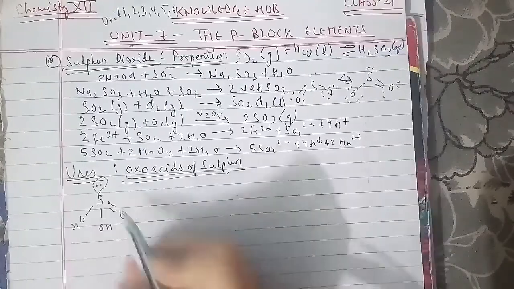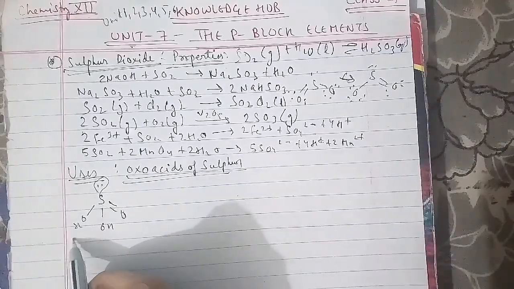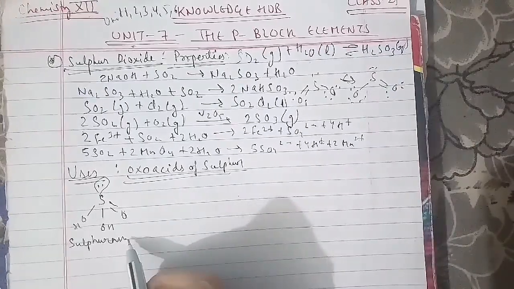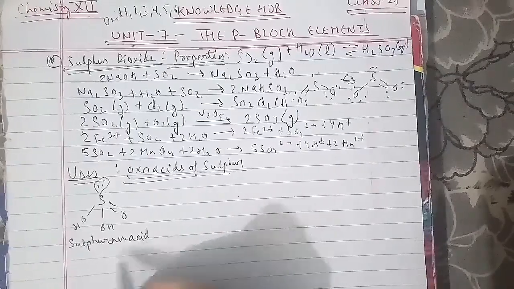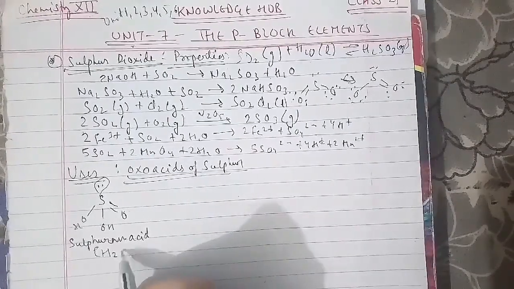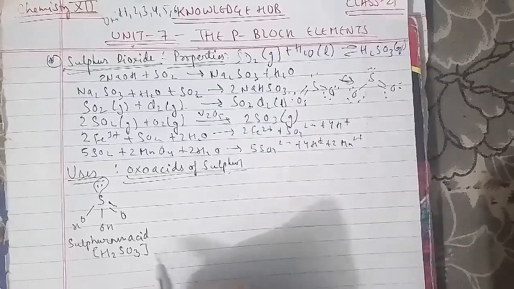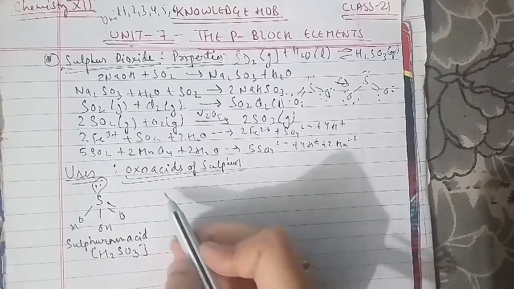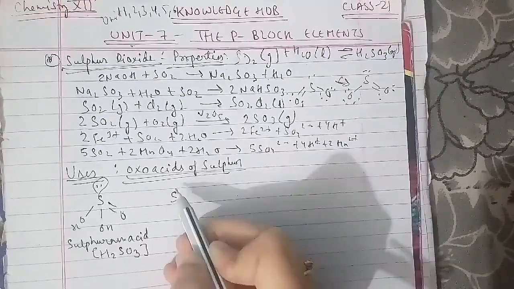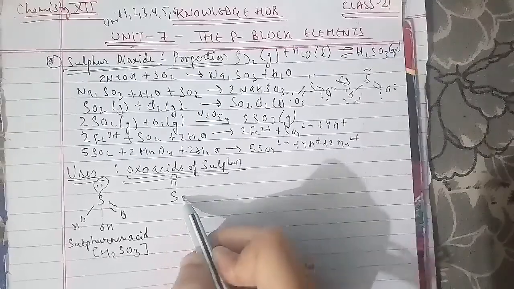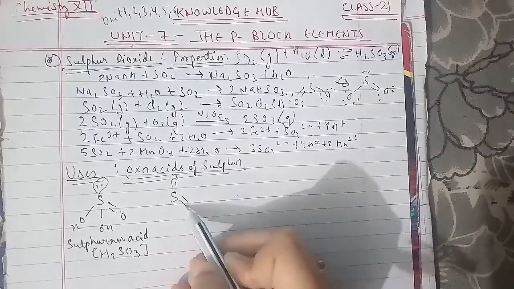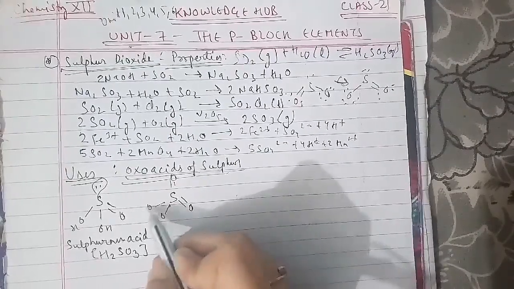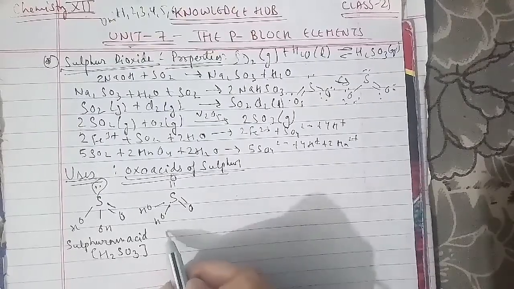that is S double bond with O, double bond with O, then OH, OH. This is your sulfuric acid, which is H2SO4. Another we have is peroxodisulfuric acid, which is H2S2O8, which is also known as Marshall's acid as well. So that we have to talk about it.